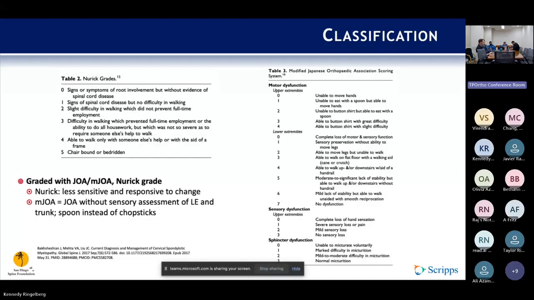One other classification system that's widely used is the Japanese Orthopedic Association score, or typically we use here the modified JOA, which is just the JOA without a sensory assessment of the lower extremities and trunk. And also, because it was initially described in Japan, we swapped out using a spoon instead of ability to use chopsticks. It's thought to be much more sensitive to smaller changes, and I know that at least in the Navy, our providers get a JOA basically on anybody who comes into the clinic with neck complaints, and as they're following them serially, we'll have them repeat that test every time they come in just to get a sense of if they're declining or not.